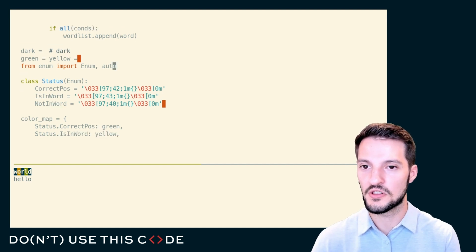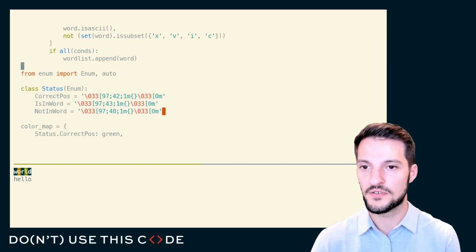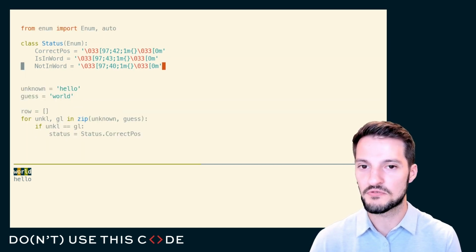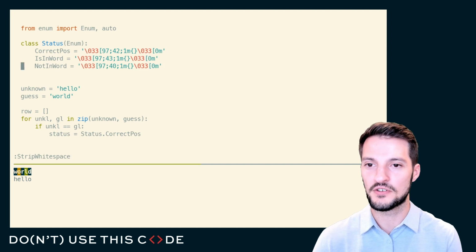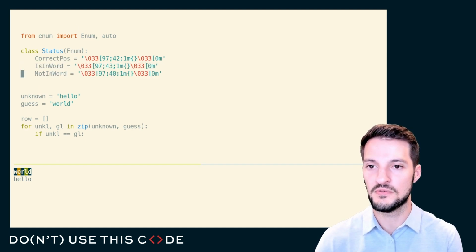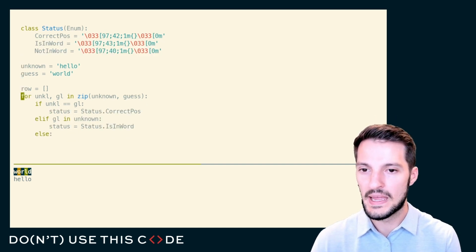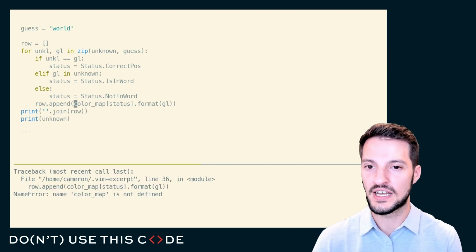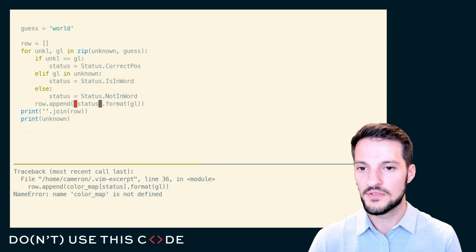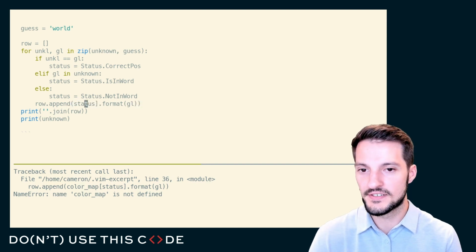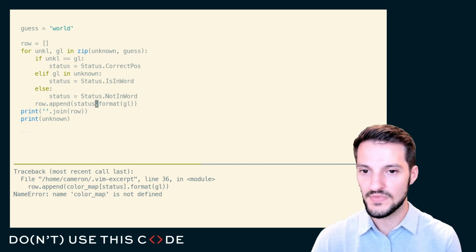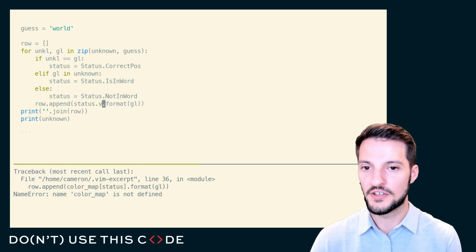Now we do need to change a little bit of code here. I've gotten rid of setting those colors, gotten rid of 3 lines there. I no longer need this mapping since now these values are directly related to their enumerable members. The only thing I need to change is, if I try to run this, we get color map is not defined. Well, the status object actually has that string that I need to format, and I can just access it from the status itself by using .value.